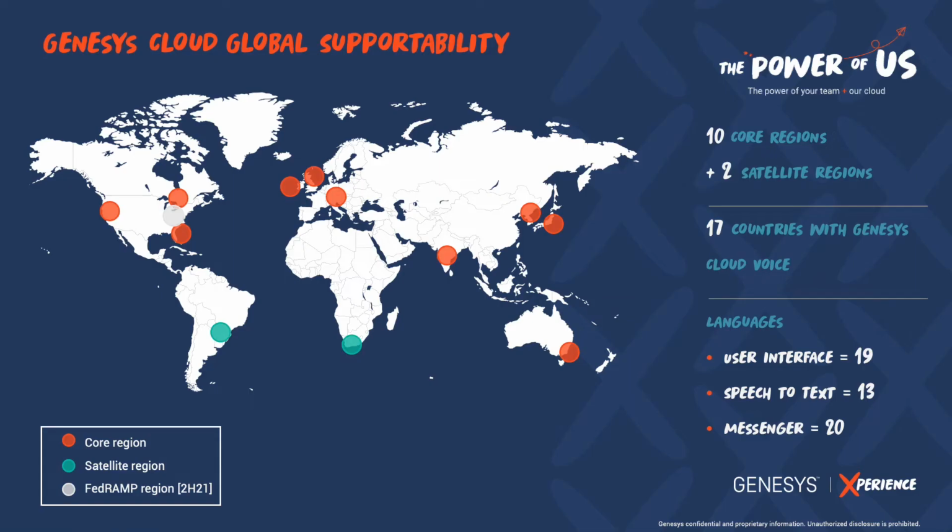supportability? With data regulations and companies needing to meet more global requirements, Genesys Cloud continues to expand its global supportability. We have 10 core AWS regions with the most recent expansion in Mumbai and a satellite region planned for South Africa later this year. And Genesys Cloud Voice continues to expand, being offered in 17 countries with Mexico and Brazil coming soon. And lastly, we'll continue to expand our language support within varying capabilities such as Messenger and speech-to-text analytics.